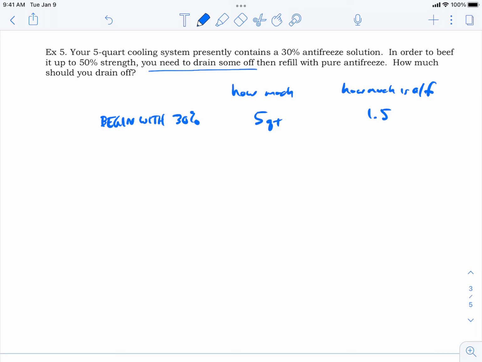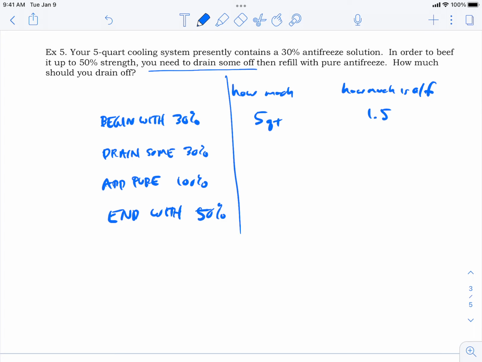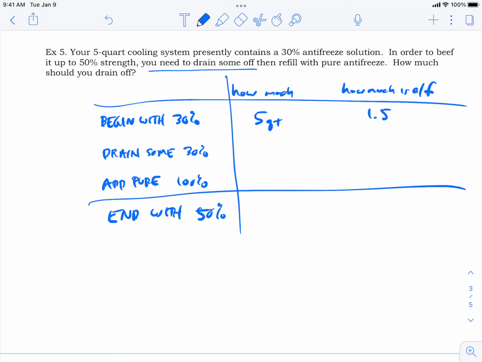So what am I going to do? I'm going to drain some off. And what I drain is going to be 30%, right? Because it's coming from the same spot. Then I'm going to add back some pure stuff. The pure stuff's going to be 100% strength. And I'm going to end with 50%. Okay, so I've got a big table here, I guess. So I begin with 30%. This is the bottom line here. I begin with 30%. 30% of this is 1.5.